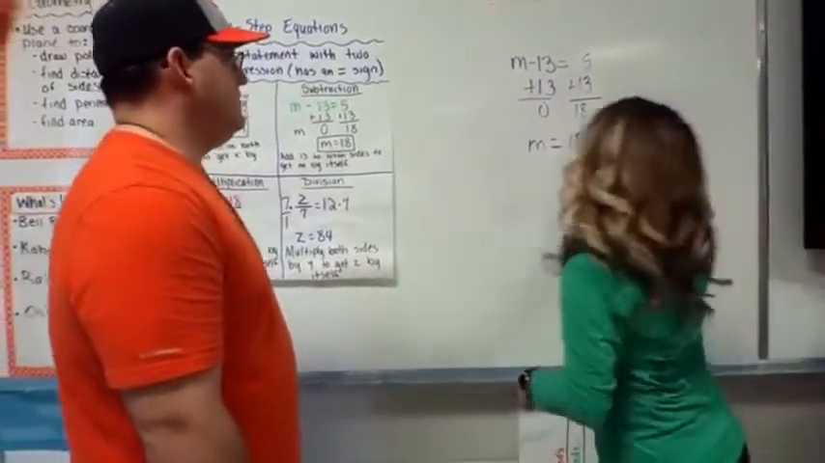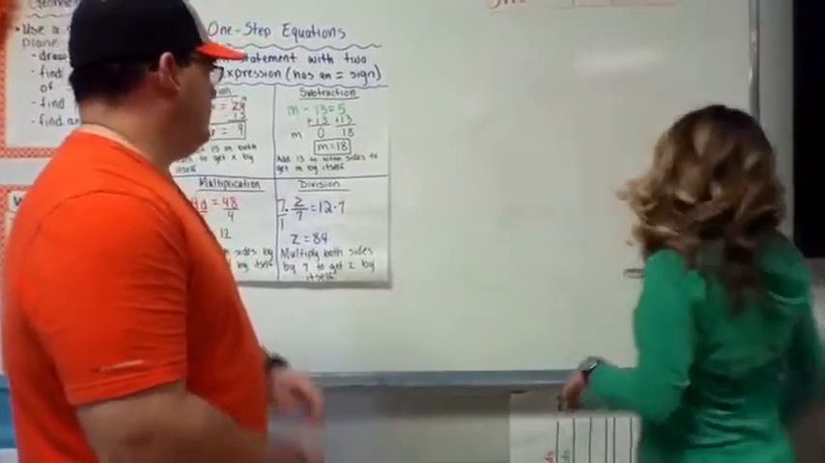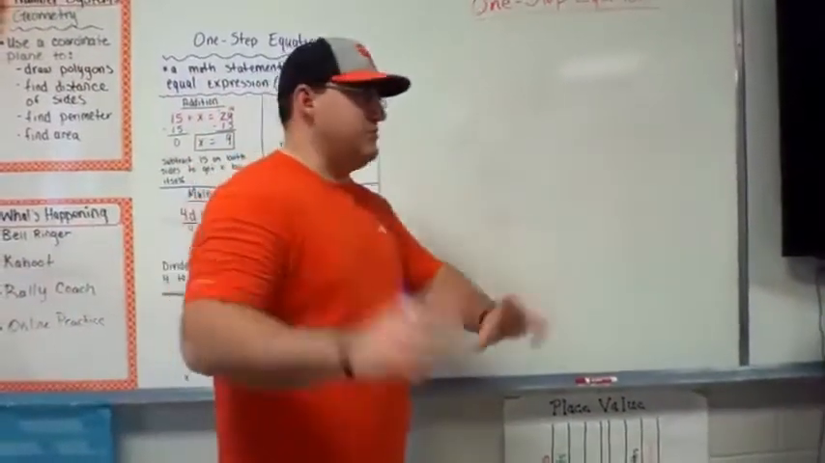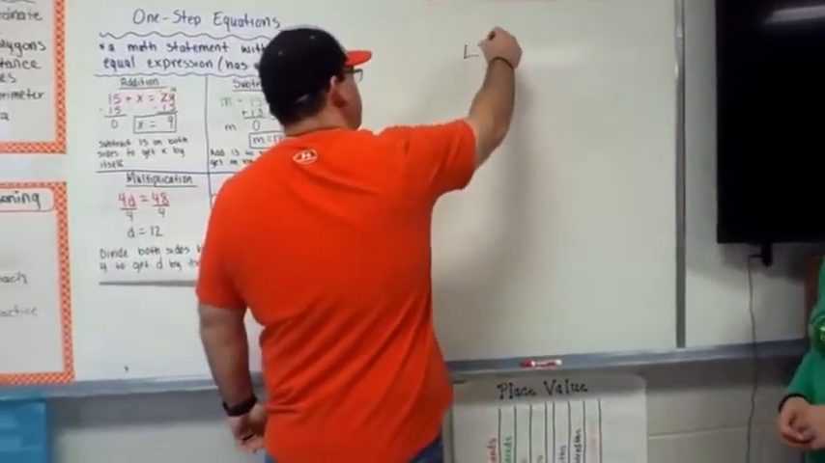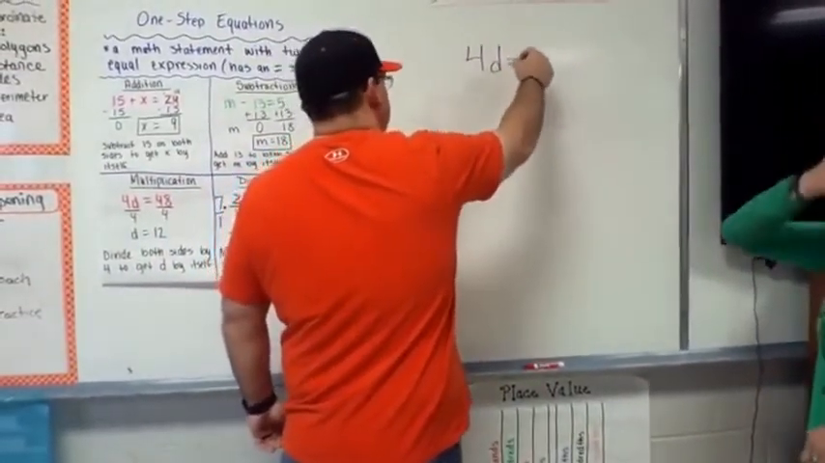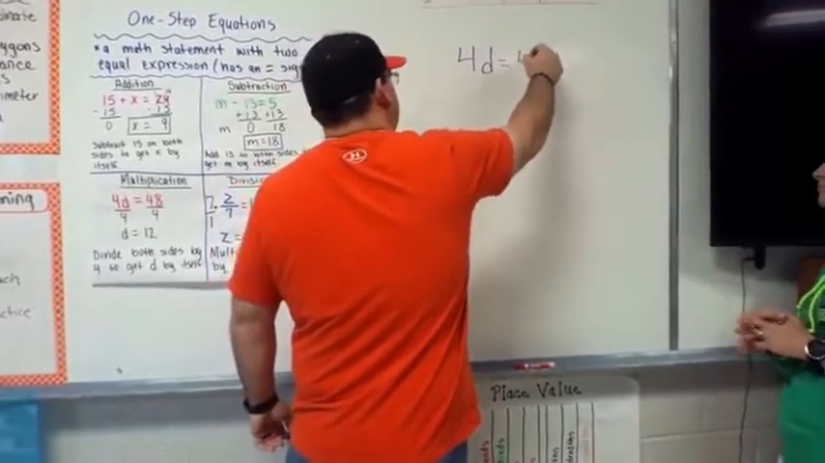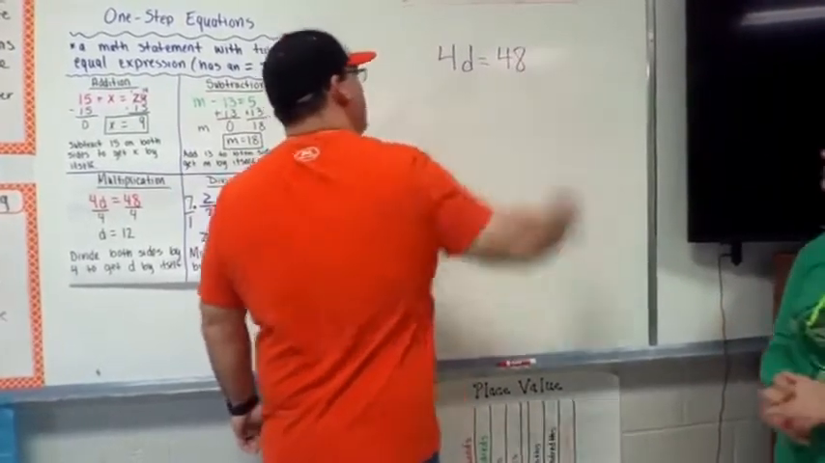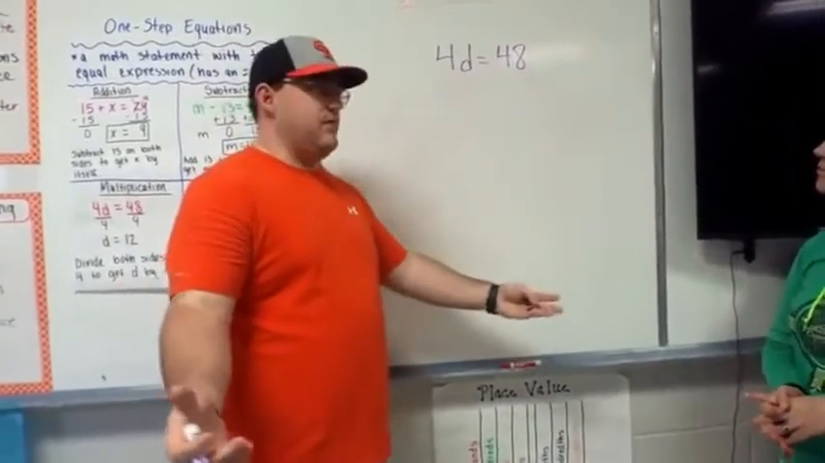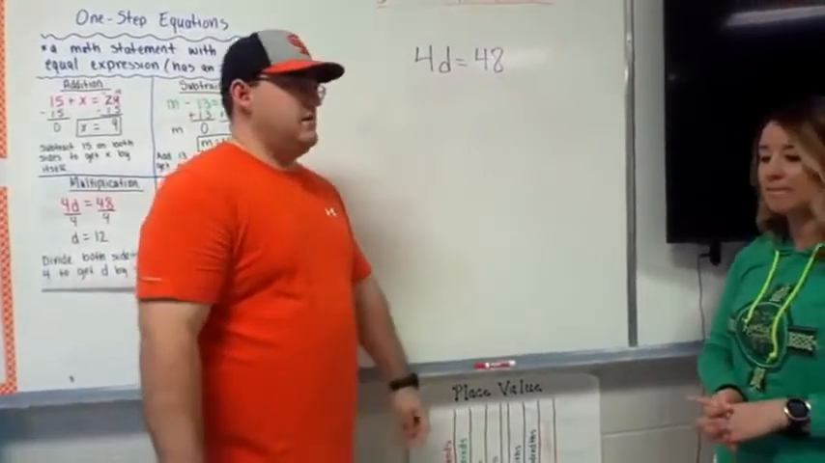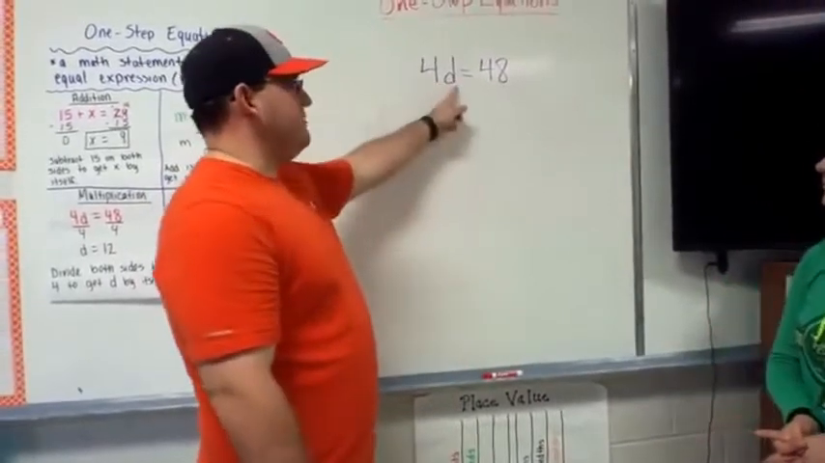All right, Mr. Morgan, do you want to show us multiplication? Yes. And I really hope that you guys are doing this in your notebook as well. So we have 4D equals 48. Now there's no operation here. What's the default operation in algebra? Multiplication. So this is 4 times D.